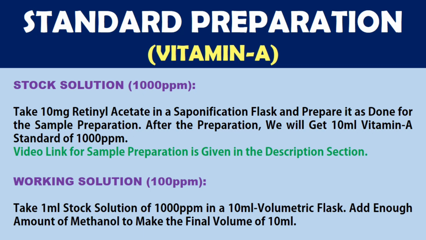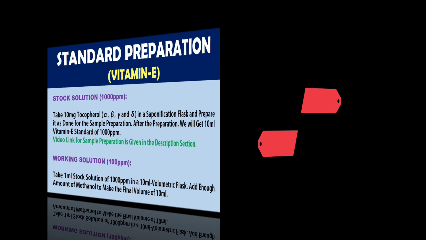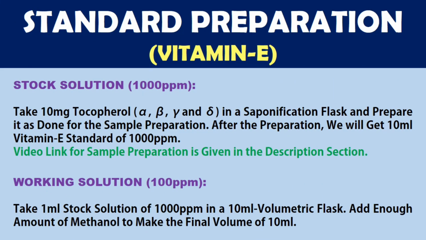Now pipette 1 ml of 1000 ppm Vitamin A standard into a 10 ml volumetric flask and dilute to 10 ml. This will make the 100 ppm Vitamin A standard. For the Vitamin E standard preparation, use tocopherol mixture and prepare Vitamin E standard as done for Vitamin A.